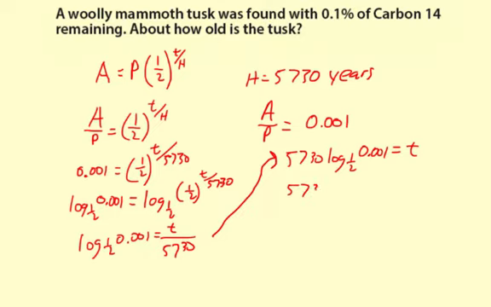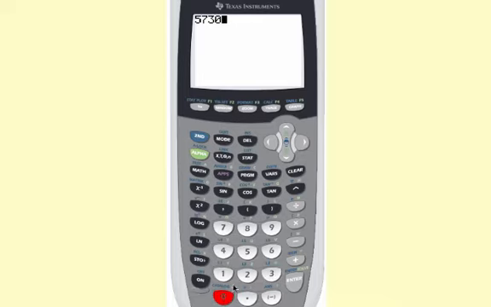So 5,730 times log of 0.001 divided by log of 1/2 equals T. That's called the change of base formula. I'm rewriting this logarithm, and this is an equivalent form that can be entered in the calculator easily. So let's go ahead and do that. 5,730 times log of 0.001 divided by log of 1/2, or I'm just going to put 0.5, that's the same thing. You could put 1/2 if you wanted to.